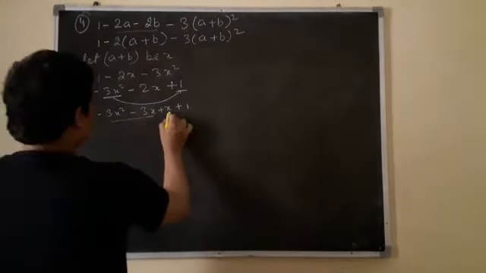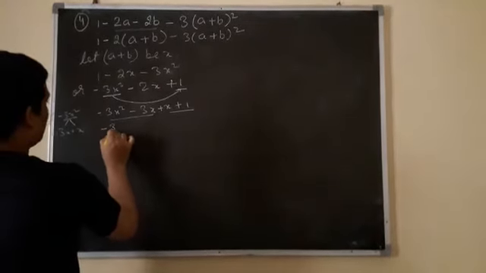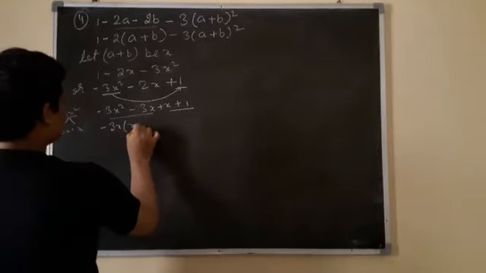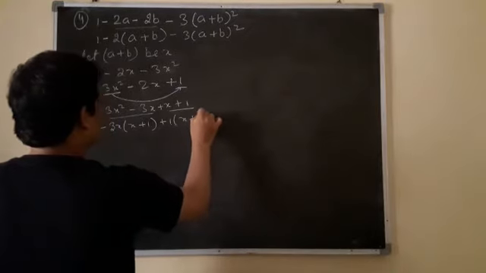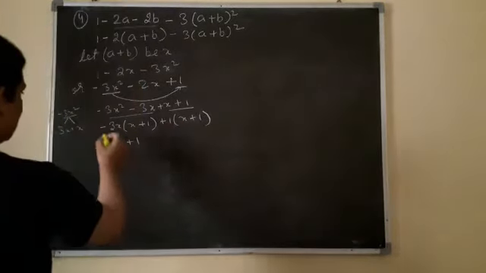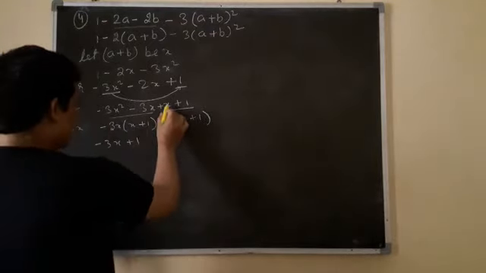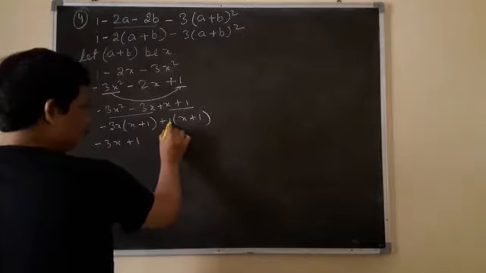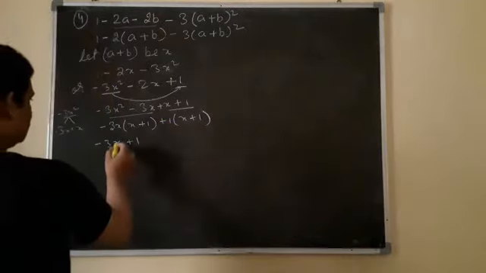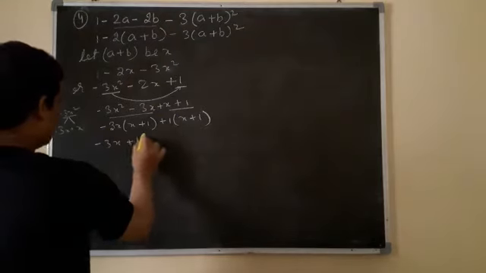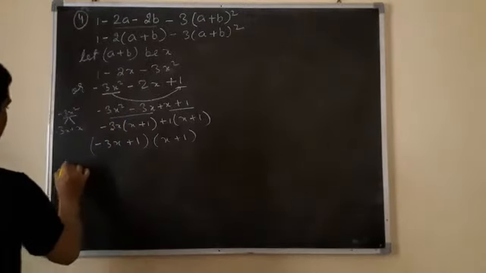Now we'll make the first group and take 3x common: x plus 1, plus 1 times x plus 1. Minus 3x we will take common, so here it will be x plus 1, and there is no common number in the second group, so we are free to take 1 as common, so it will be x plus 1. Now we make a group: 3x plus 1 is the first factor, and x plus 1.